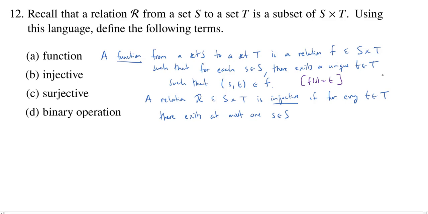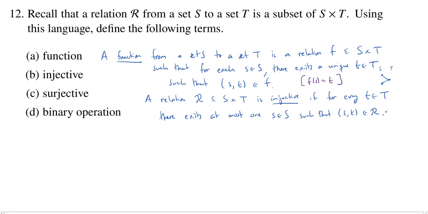You can't have a picture that looks like that. You can't have two dots in S getting mapped to one dot in T. So for each t in T, there's at most one preimage. So there's at most one s in S such that the pair s comma t is an element of the relation R. Okay, so that's injectivity.